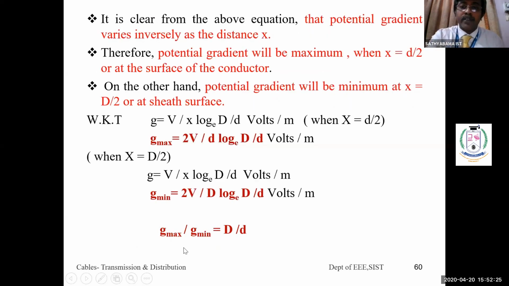If you substitute, see here, we know the gradient equation: G is equal to V divided by X log e D by d. So when X is equal to small d by 2, what is G maximum? G maximum is 2V divided by small d log e capital D by small d. And the same thing, you substitute X as capital D by 2, because we have two important things, internal sheath and internal to external sheath. So from this we identify G maximum and G minimum. Based upon your dielectric stress, easily we can calculate G maximum and G minimum.